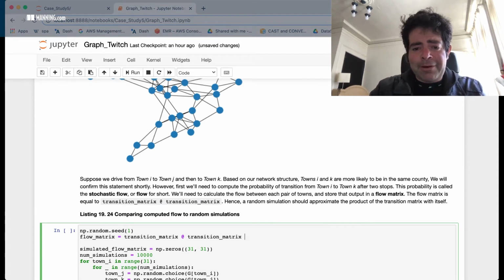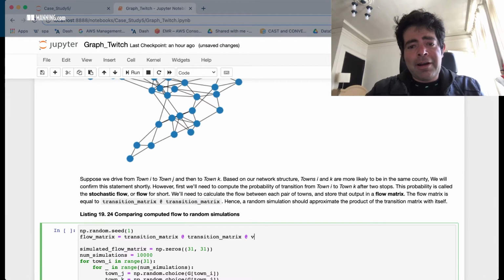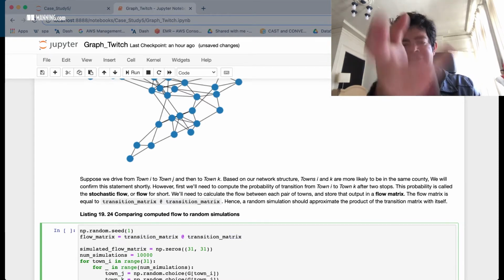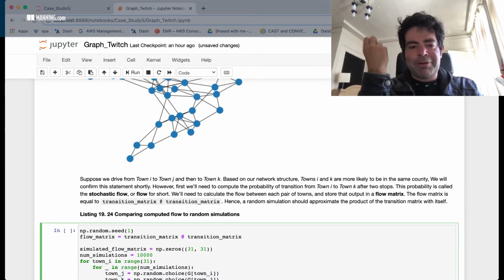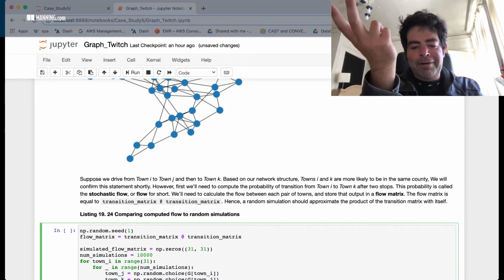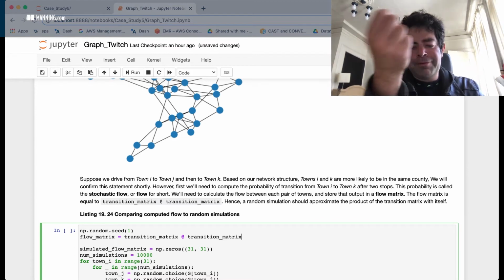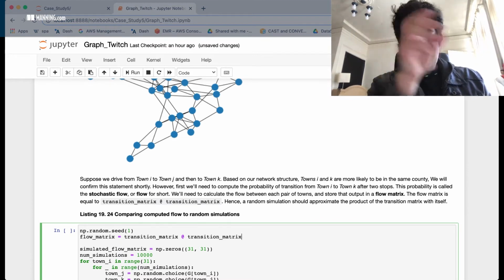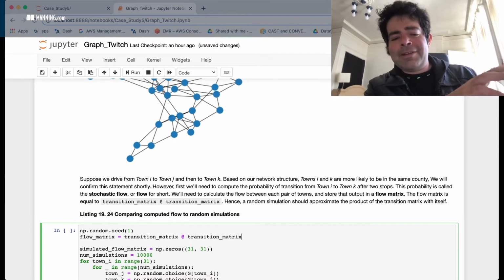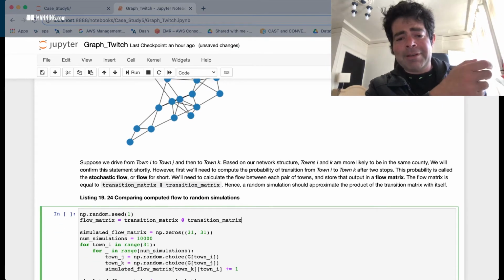So remember, if you have a starting vector v of probabilities, we can compute the probability distribution of winding up at any town after 2 stops by multiplying the transition matrix by v. Which basically means that if you remove this v, this transition matrix multiplication will give us the two stop transition probabilities directly. So again, that's the math. It's discussed in more detail in my book, but that's basically the math.